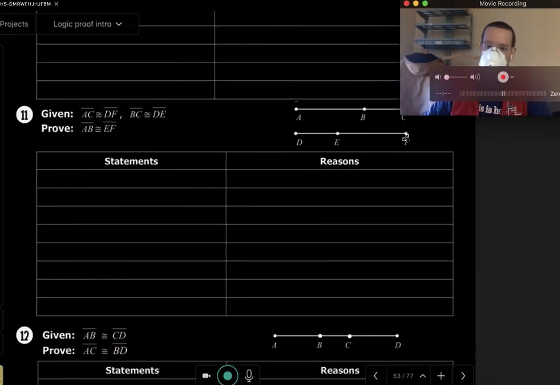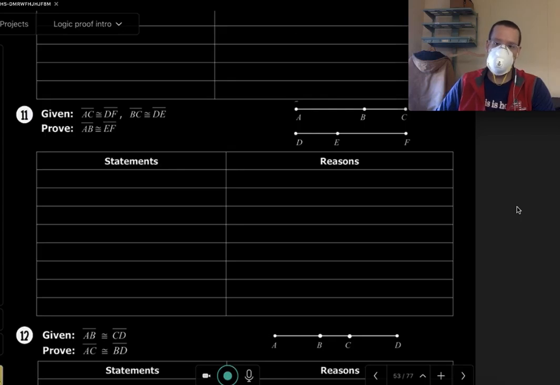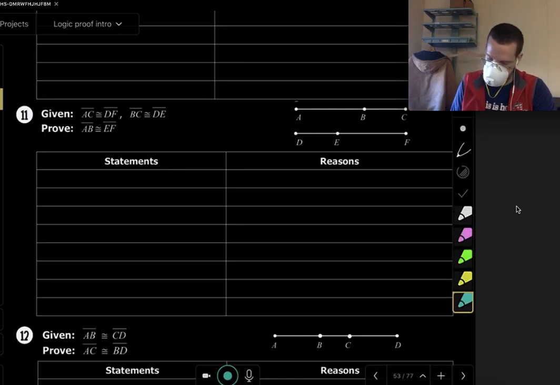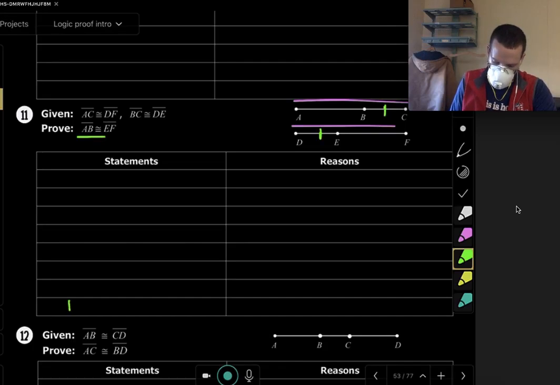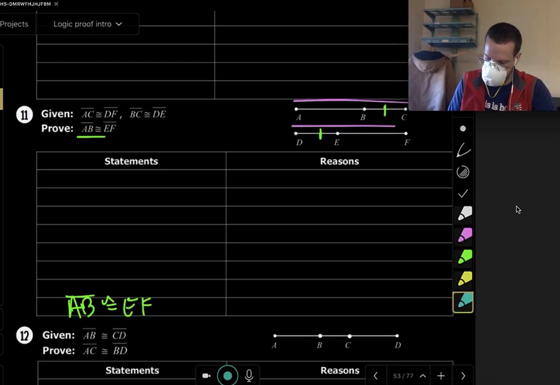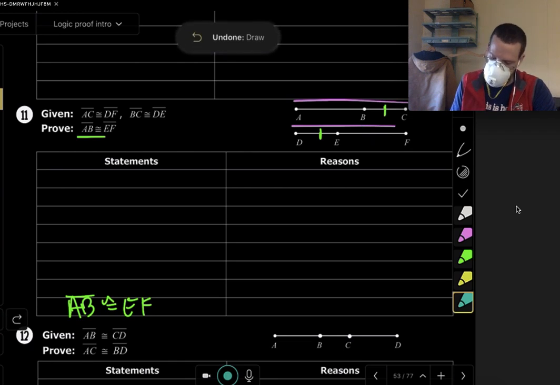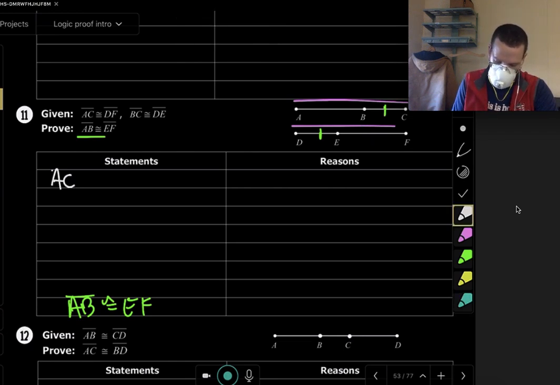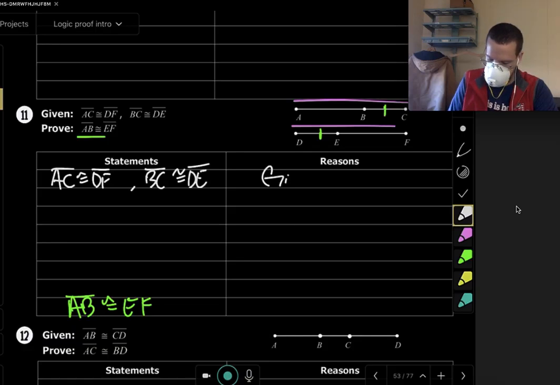I'm going to be working with this figure today, and this is a pretty popular and important figure. So we're told that AC is congruent to DF, so these whole segments are congruent, and then we're told that these pieces are congruent. And what we want to prove is that AB is congruent to EF. So we want to prove that these two pieces are the same. We want to end with that. And of course, we're going to begin with AC is congruent to DF, and BC is congruent to DE, and this is, of course, given.